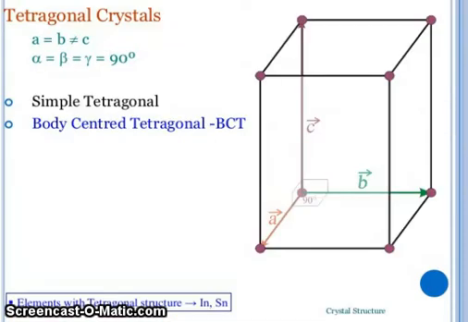Now, tetragonal crystals. a = b, but b is not equal to c. Alpha, beta, gamma are 90 degrees. Simple tetragonal, body-centered tetragonal BCT. Elements with tetragonal structure: indium and tin.